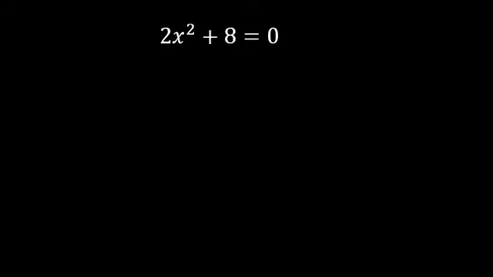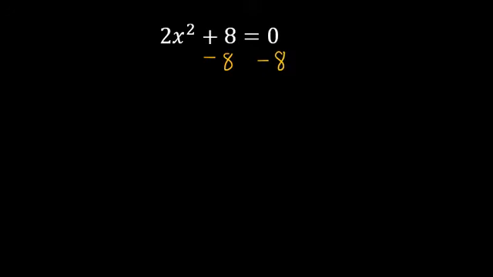Hi guys, I have this quadratic equation, 2x squared plus 8 equals 0. And my goal is to isolate that x. So I'm going to start by taking the 8 and moving it over to the other side by subtraction.